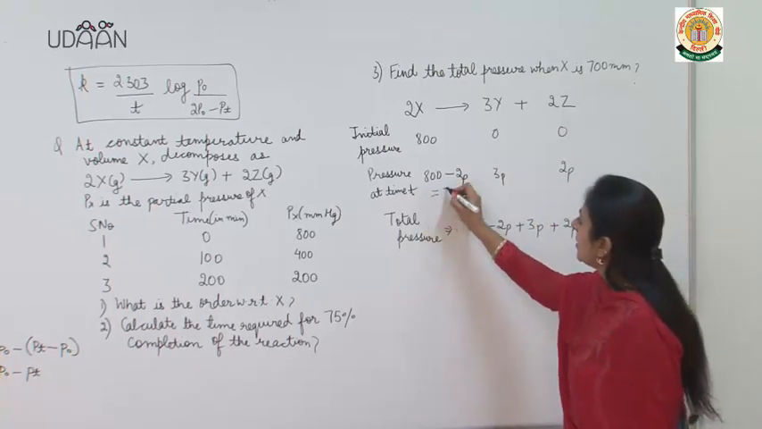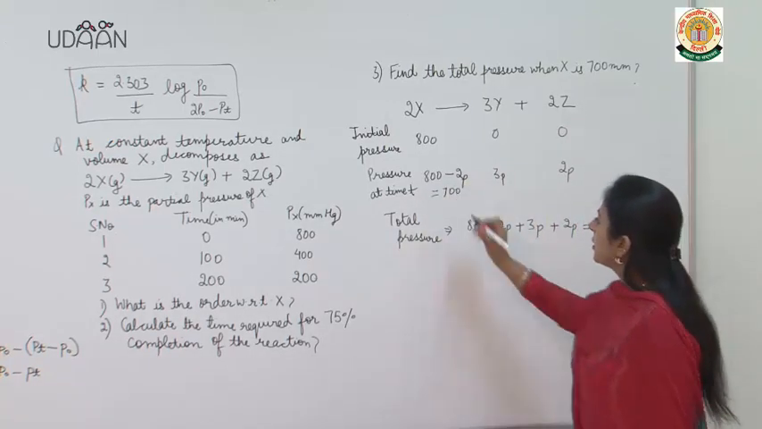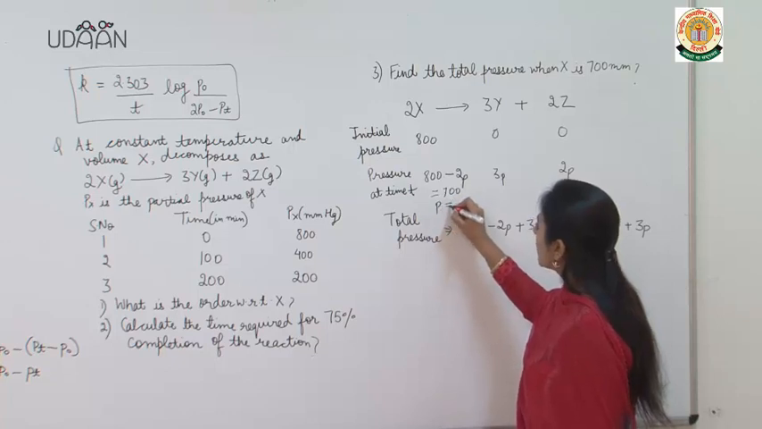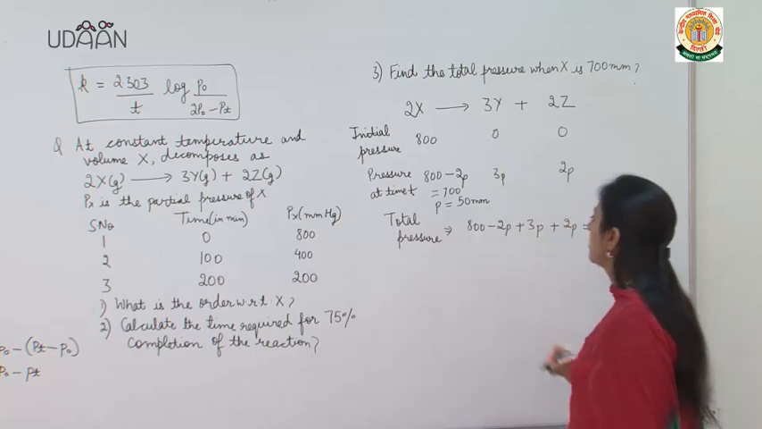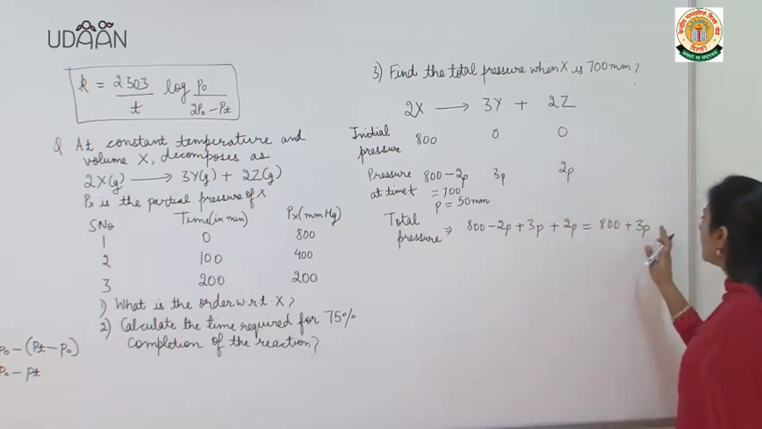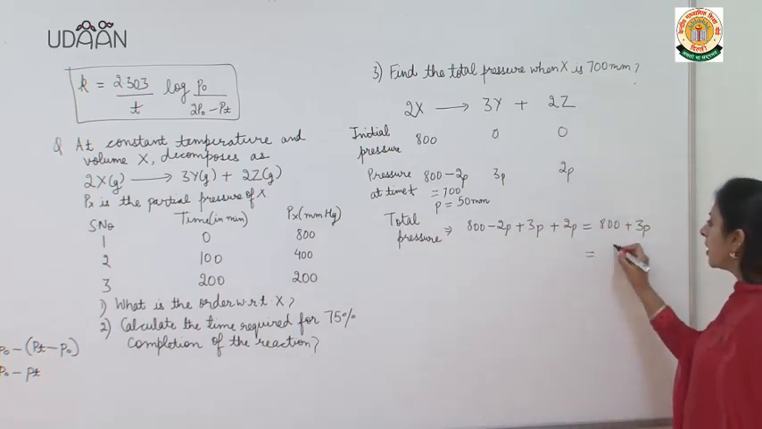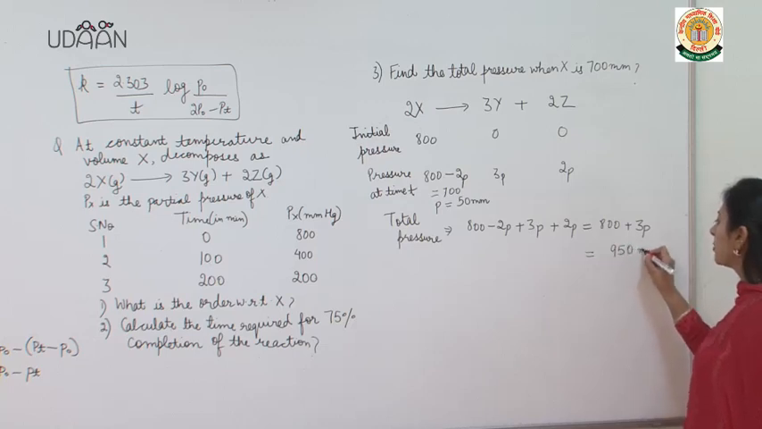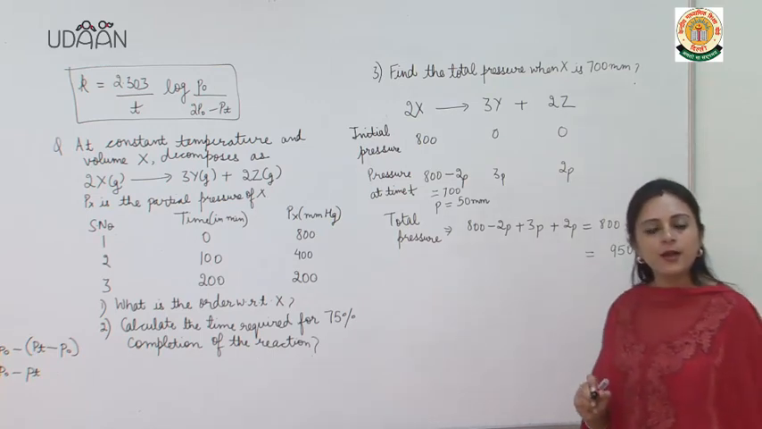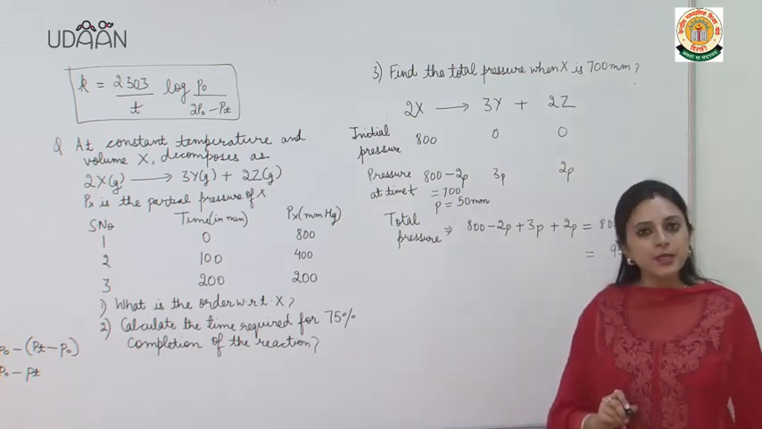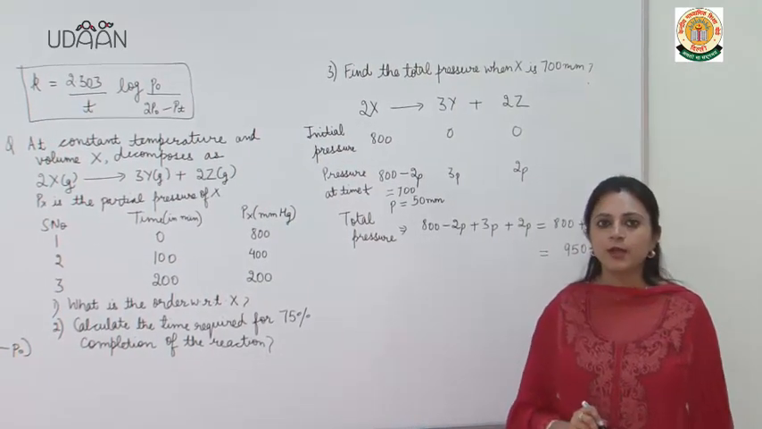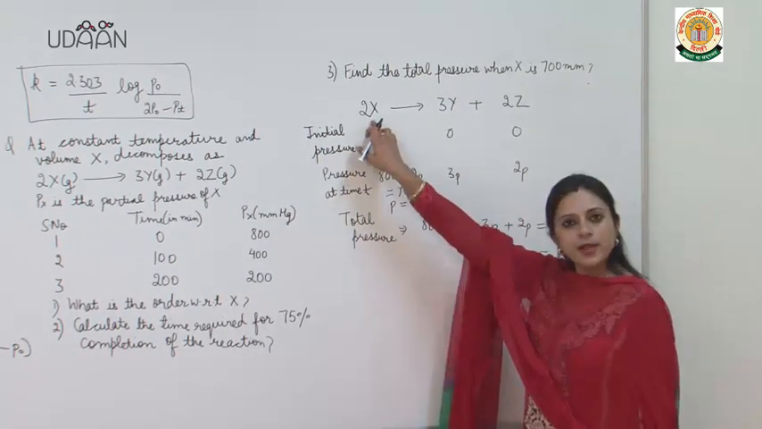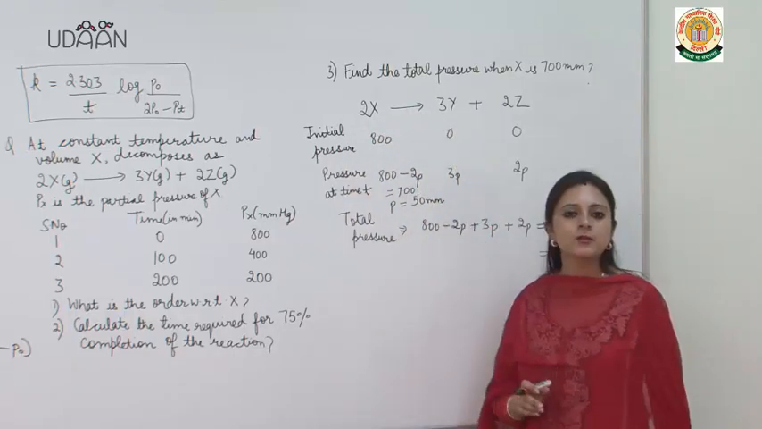इसका मतलब this is equal to 700. और यहाँ से जब मैं सॉल्व करूँगी, small p comes out to be 50 millimeter. तो जब मैं यहाँ पर 50 मिलीमीटर को सब्सटीट्यूट करूँगी तो टोटल प्रेशर will come out to be 950 millimeter. So this is the answer. So this was the application of pressure कि हमें प्रेशर का न्यूमेरिकल कैसे सॉल्व करना है. We have to look at the moles and then accordingly we will subtract.